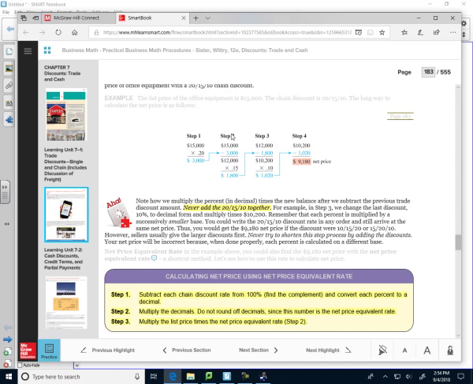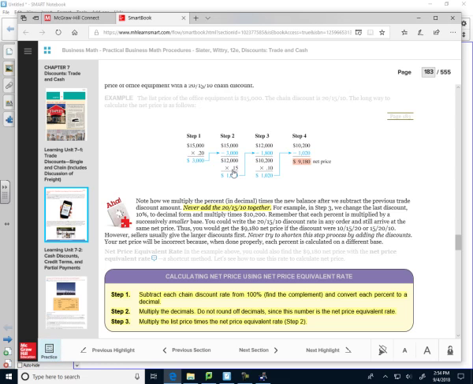Here's the long way. Take the first discount, 20%. They turned this into a decimal, multiplied by the original amount of the invoice, and come up with the amount that's going to be subtracted because of the discount. It's $3,000. Then they subtracted that from the $15,000. That's where the $12,000 comes from.